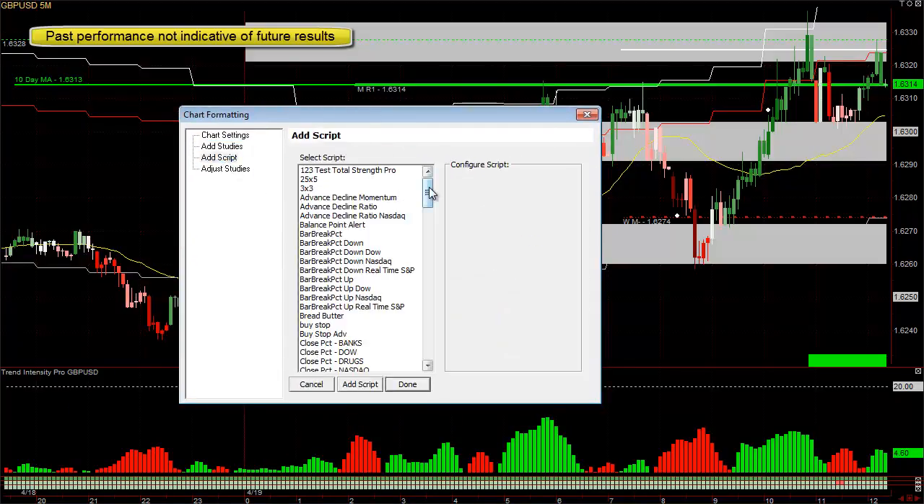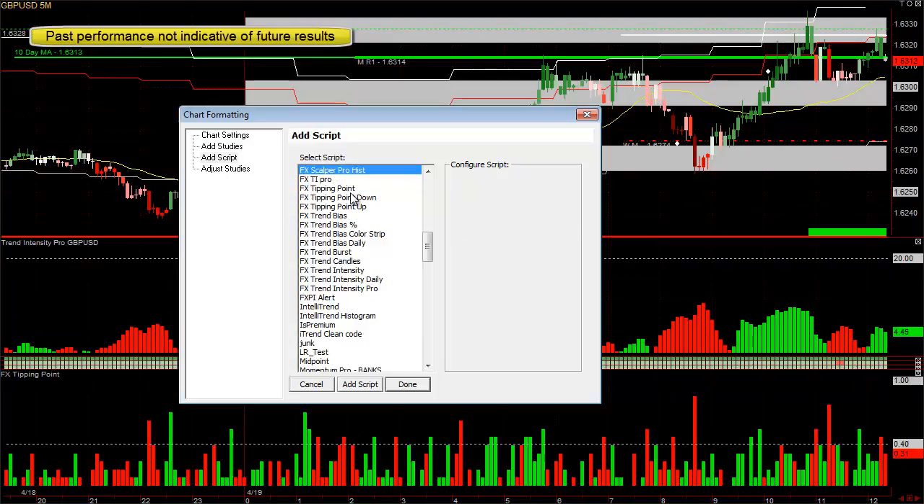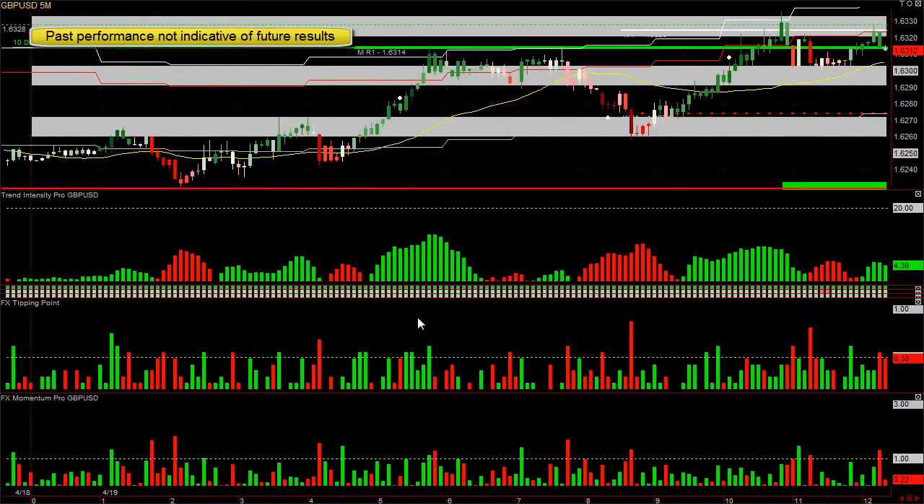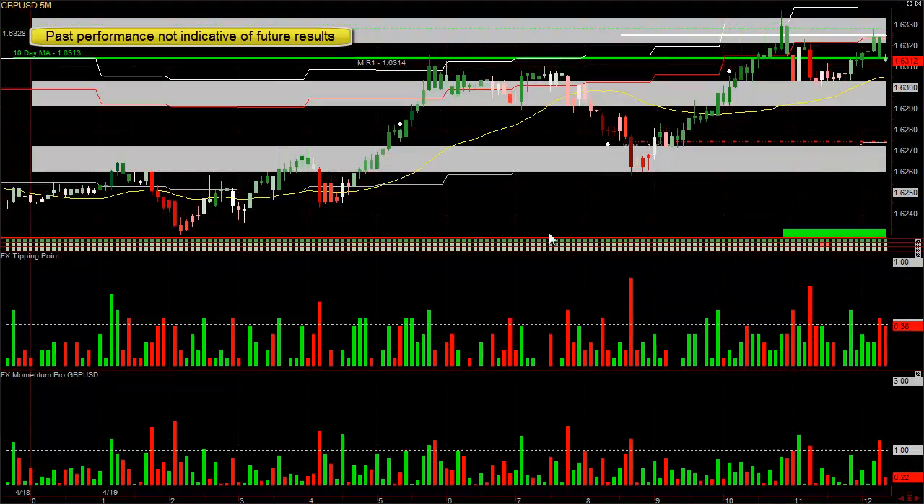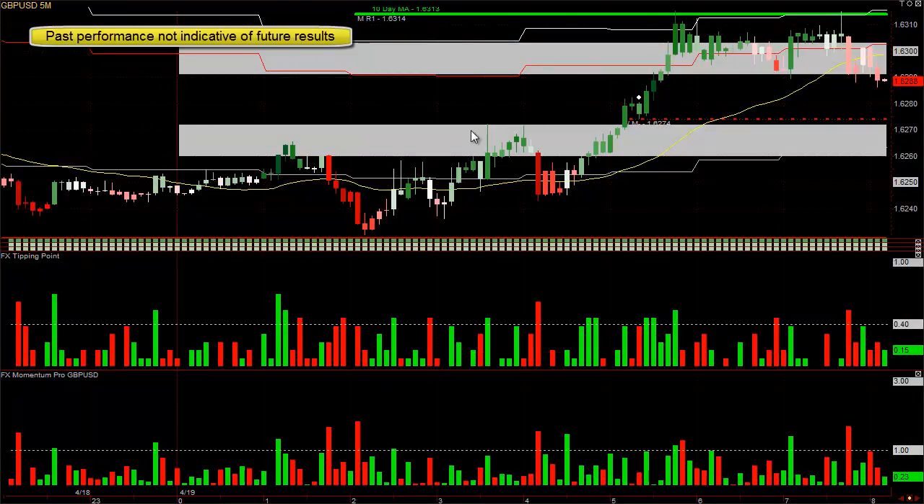And let's put the new FX tipping point and Momentum Pro on here. And these are designed for really active traders that want to be able to have the tiniest losses, and when they're up 5 or 10 pips and it doesn't look like it's going to continue, they want to exit those trades with small wins versus having losses.